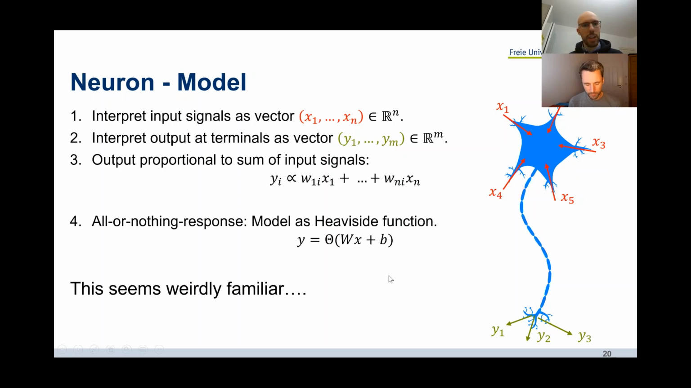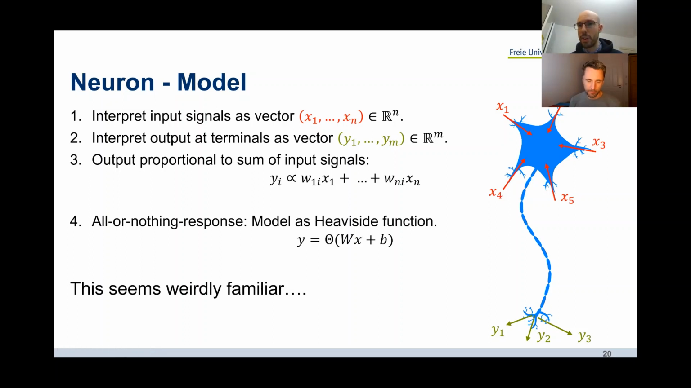Logically, our outputs yi are going to be proportional to the sum of our input signals. So we sum up all our inputs weighted with some weight wi. Finally, to model our all-or-nothing response, we can use the Heaviside step function. Now I think you already see that this is very similar to the perceptron. It is basically a perceptron now, right? We have our Wx, our bias b, and our Heaviside activation function.